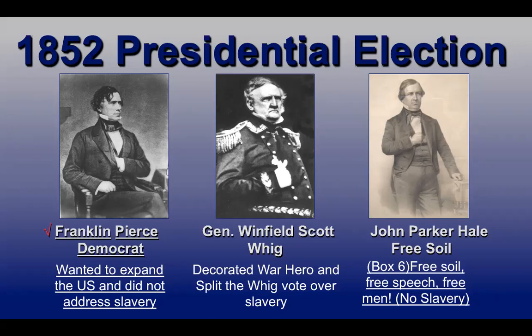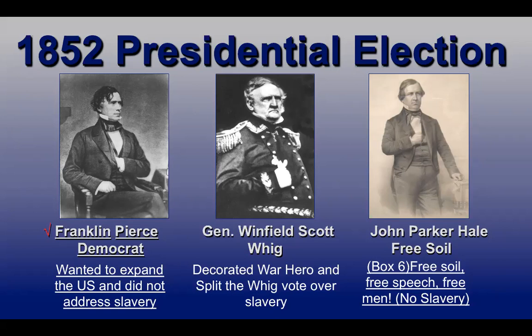So their stance was no slavery. They were anti-slavery. They wanted to get rid of slavery if they could, which sounds like a really great idea. But we have to look at what year it is. It's 1852. Taking a stance on slavery in 1852, whether extremely for it or extremely against it, politically was not good for you.